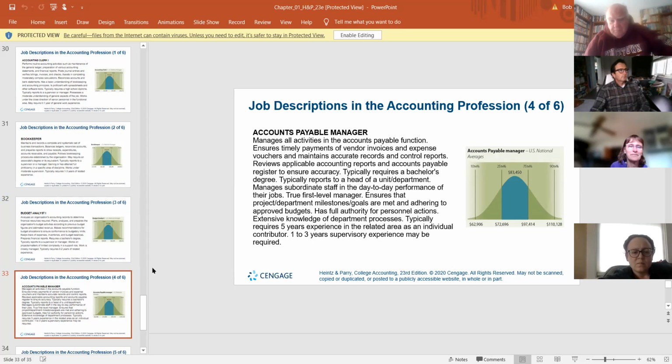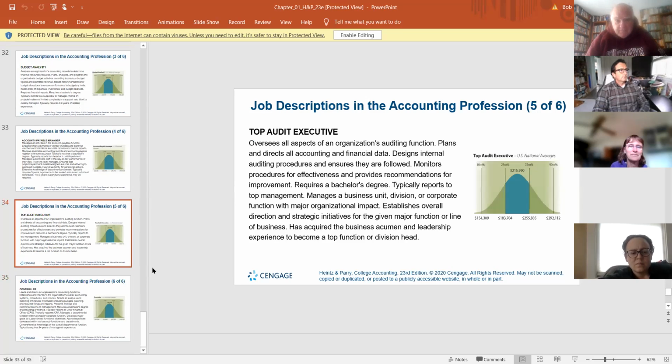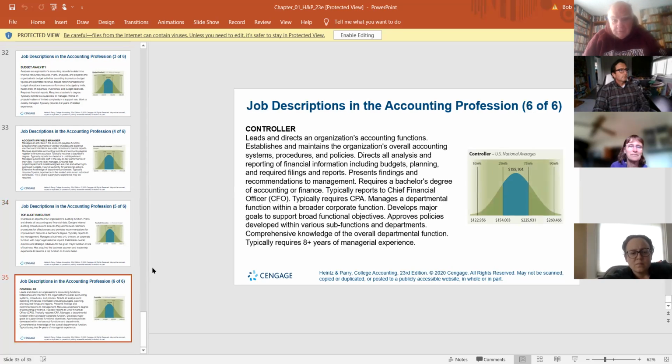A good accounts payable manager doesn't just pay the bills when they need to be paid. They work carefully with your vendors to stretch out your cash to best effect. An audit executive, now we're up to $200,000. Controller 188. Hey, I never made 188, I don't think, as a controller, but that's what they're saying that you can do. And that's pretty much the end of this entire chapter.